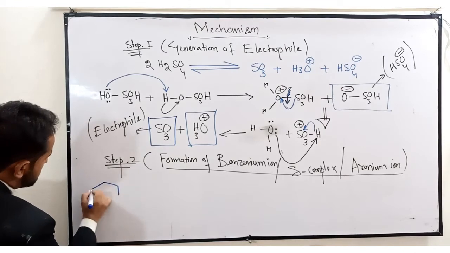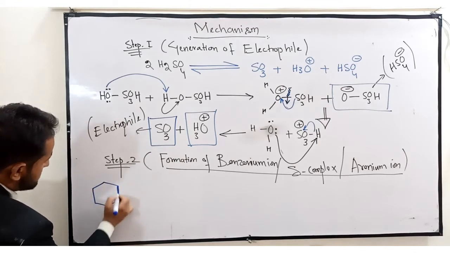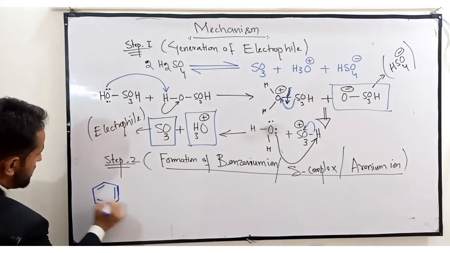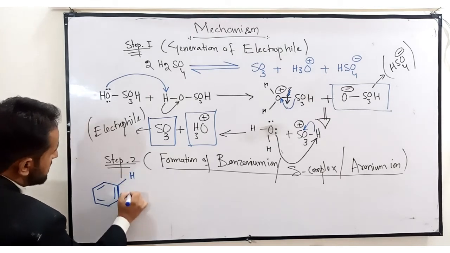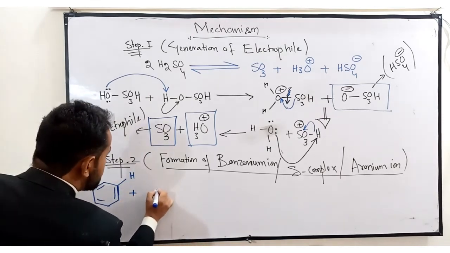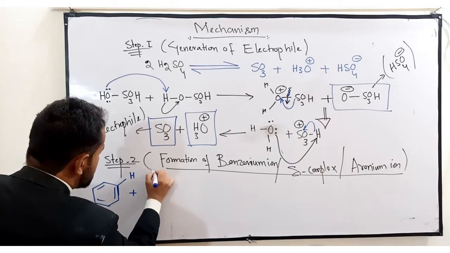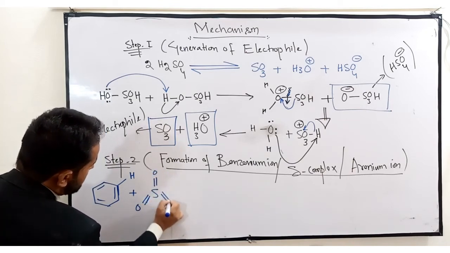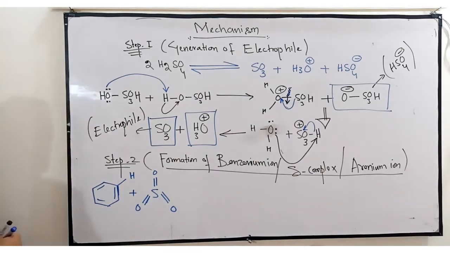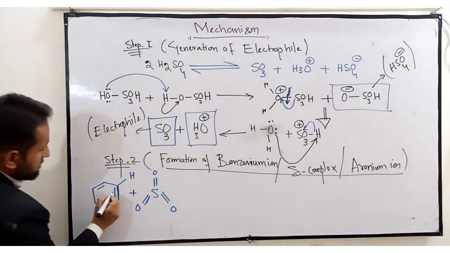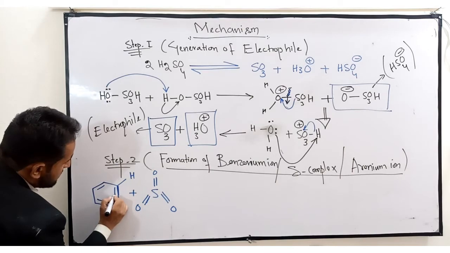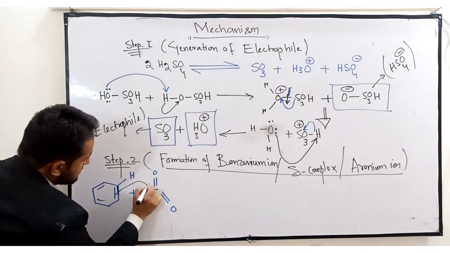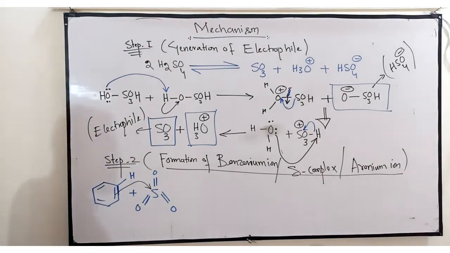Look at this, dear student. Suppose this is the same benzene molecule. This is the hydrogen atom. Now what happened? Sulfur trioxide. This is sulfur trioxide, which is basically the electrophile. Now, this pi bond of the benzene will attack this sulfur atom.